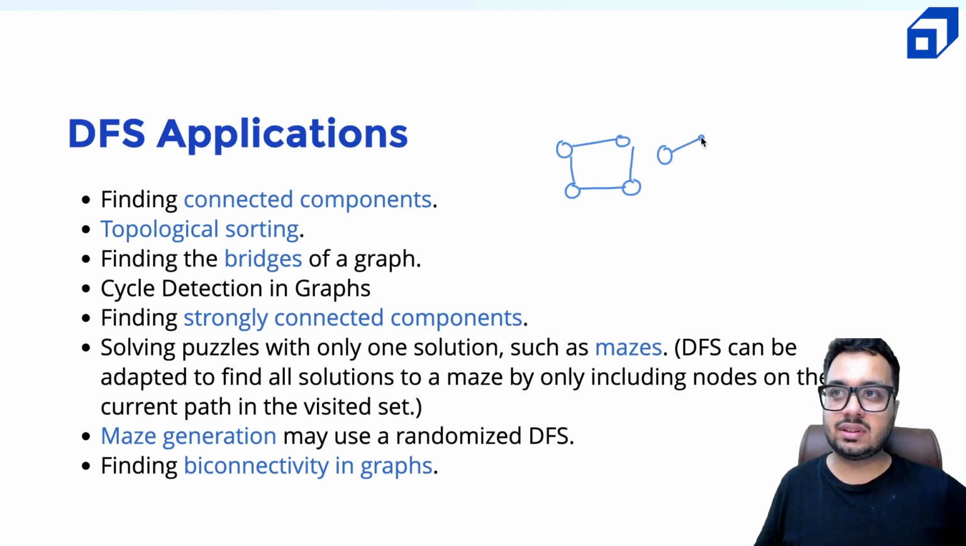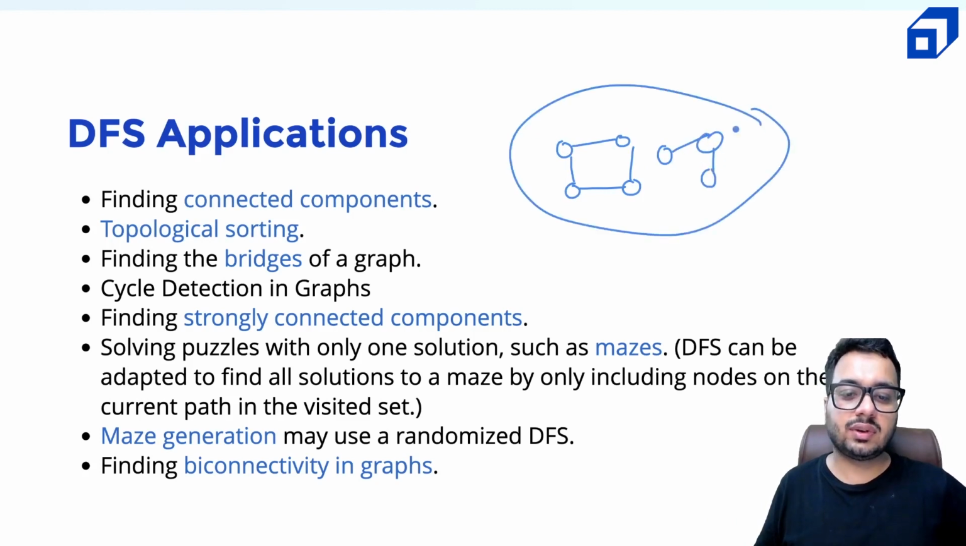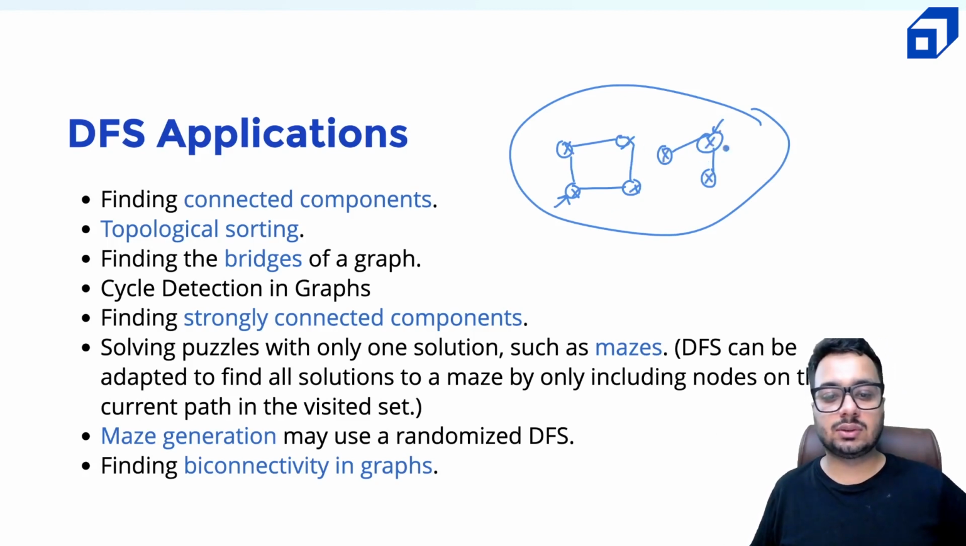For example, if this is a graph, this whole thing is one graph. It has two connected components. You can do a traversal from this node, which will visit this whole component, and you can do a traversal from maybe this node, which will visit this whole component. We'll do a separate tutorial on connected components.